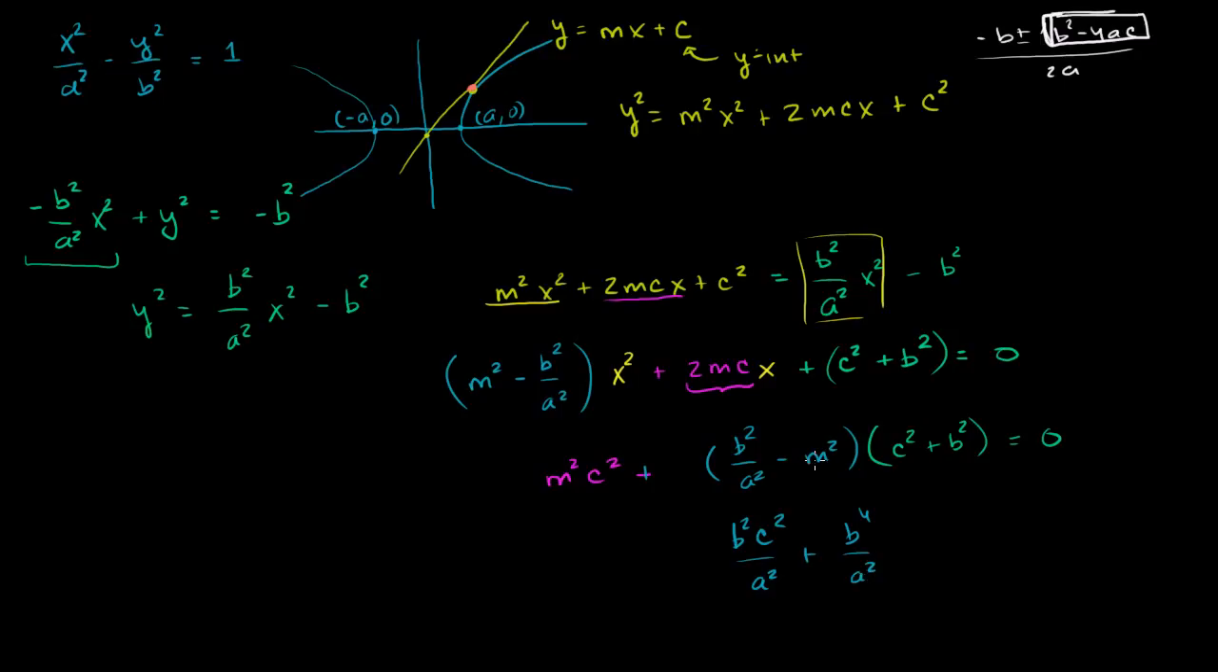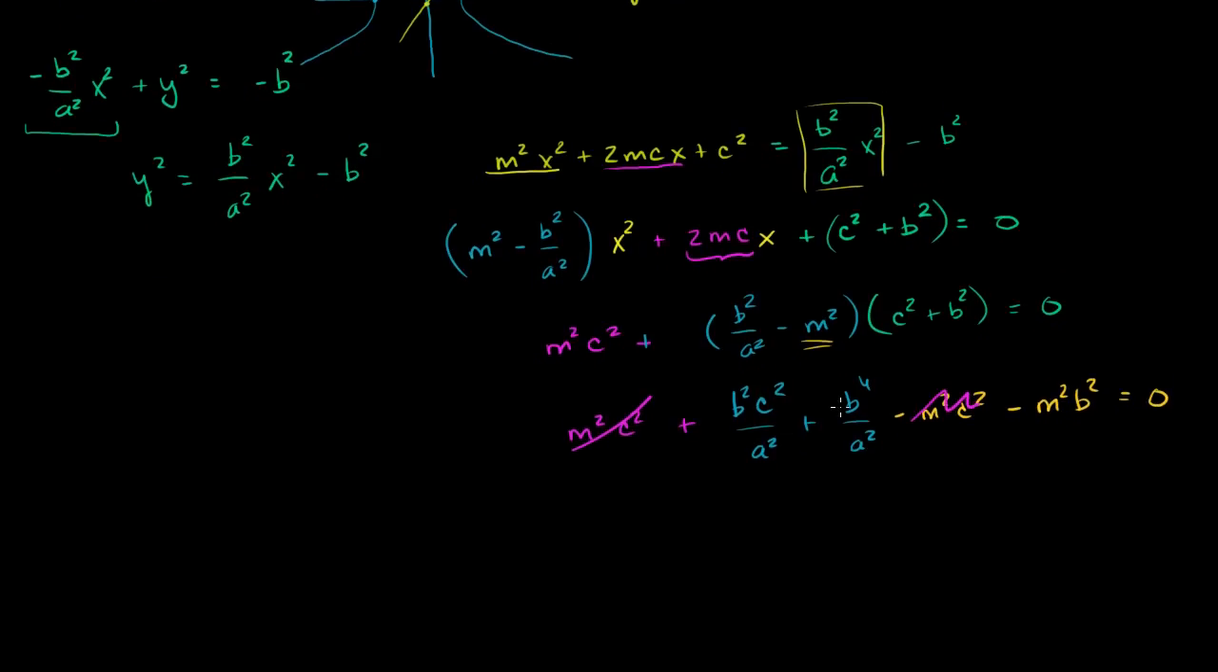And then you have negative m squared times c squared. So let me do this in another color. So then you have negative m squared c squared. And then you have negative m squared b squared. And of course, this is all going to be equal to 0. And we have this m squared c squared out front over here. And lucky for us, this cancels with this. And what do we have left?